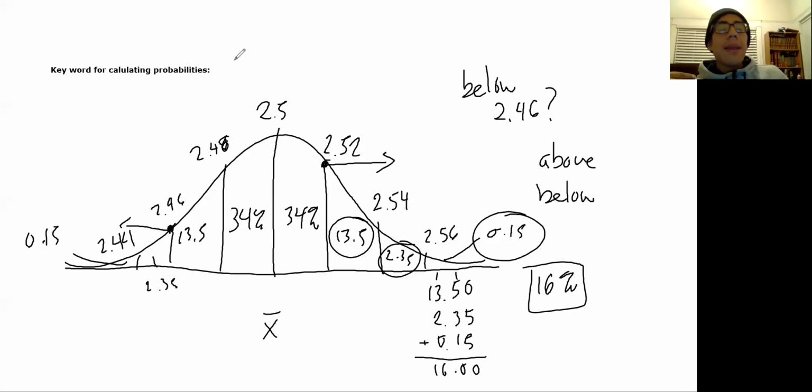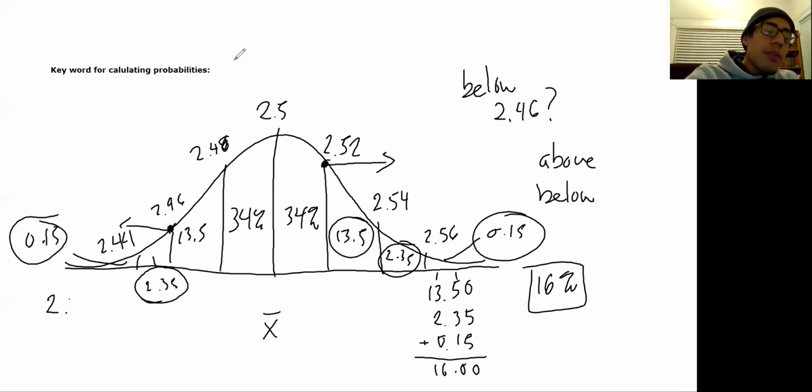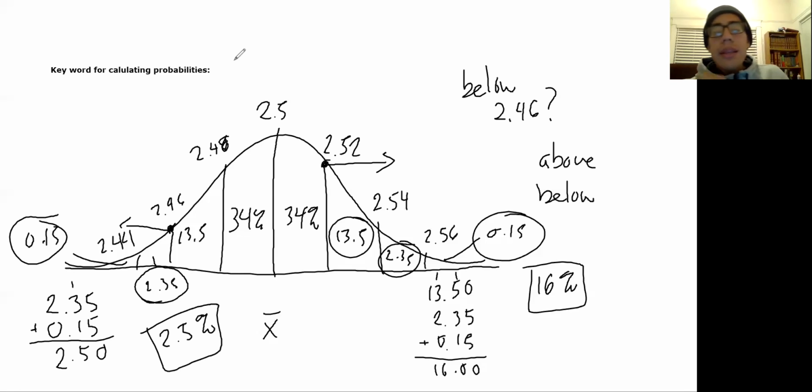Every percentage to the left of that point, I'm going to add together, and that's going to be my answer. So I'm going to take this 2.35 and this 0.15. I'm going to add them together. There is a 2.5% probability that I will find a penny that weighs less than 2.46 grams. And that's really all I'm looking for.